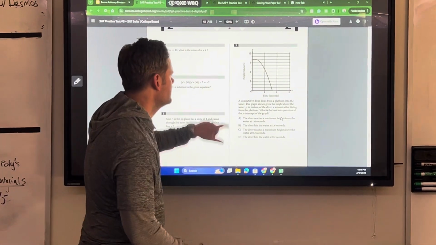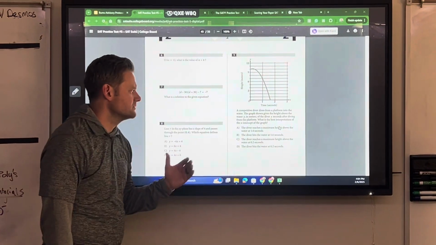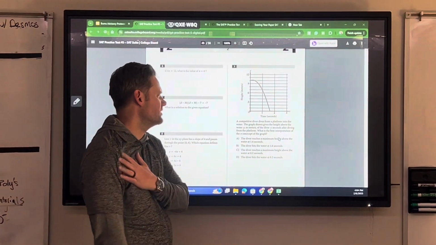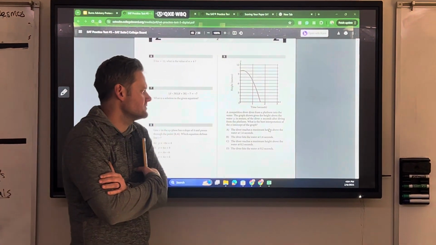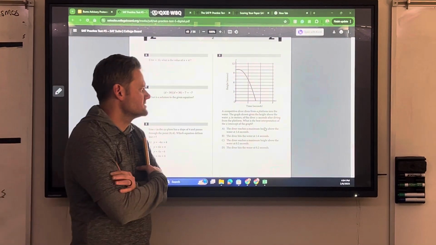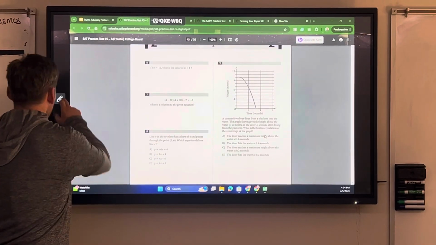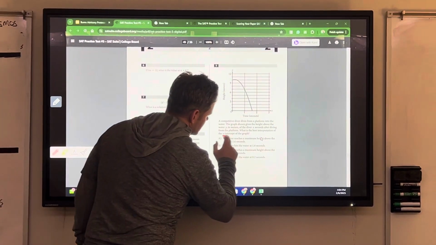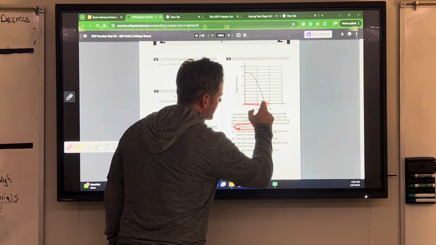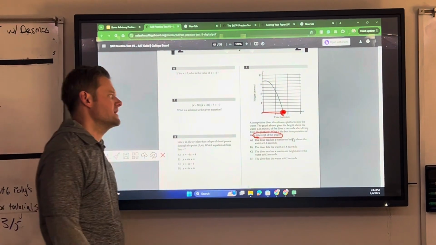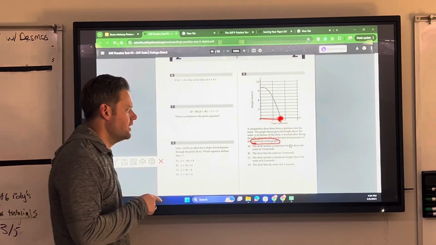All right, number 9 over here. A competitive diver dives from a platform into the water. The graph shows the height above the water, y in meters, of the diver, x seconds after diving from the platform. What is the best interpretation of the x-intercept? What is the x-intercept of the graph? Well, the x-intercept, right, is right here. What does that represent? Well, that represents him hitting the water, right?